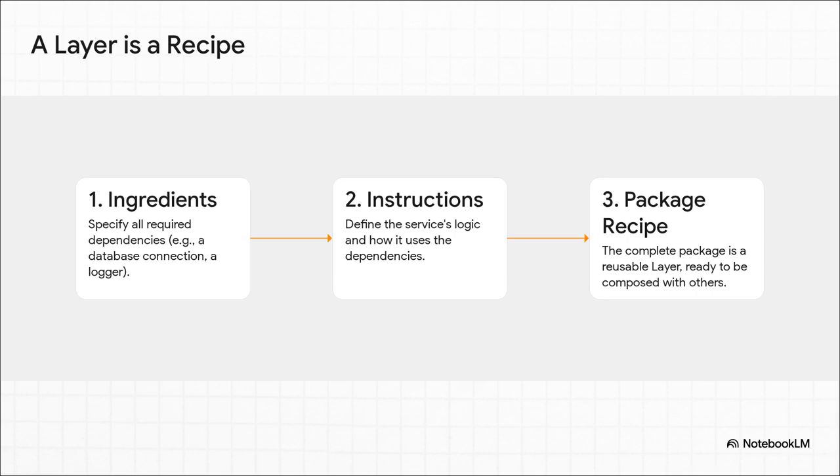Maybe an even better analogy is a recipe. A recipe is perfect. First, you list all your ingredients. Those are your dependencies, like a database connection or a logger. Then you write out the instructions, how you actually combine those ingredients to make the dish. That's your logic. The whole thing, the ingredients and the instructions all packaged up, that's your layer, a perfect reusable recipe you can share and combine with others.